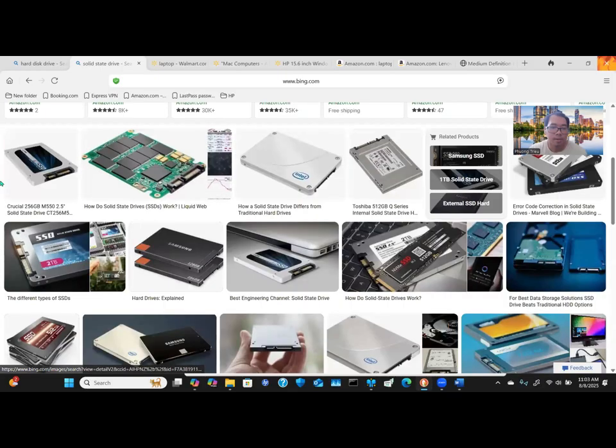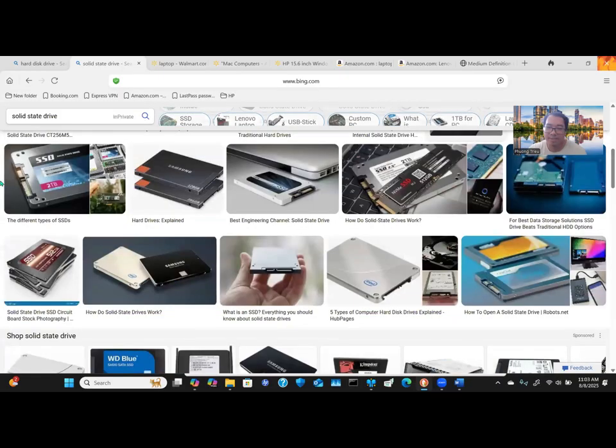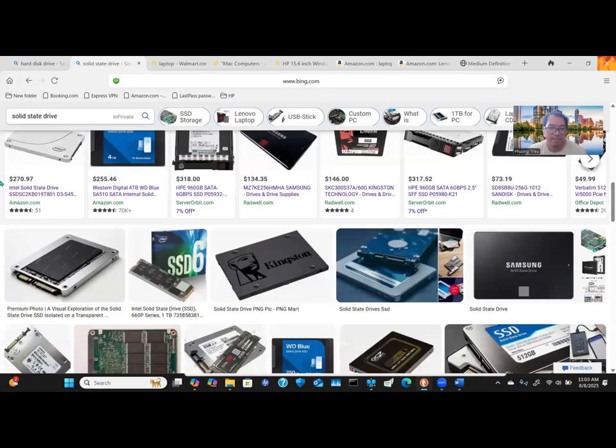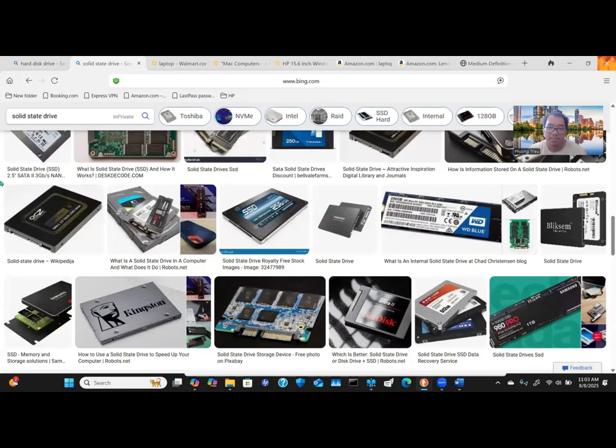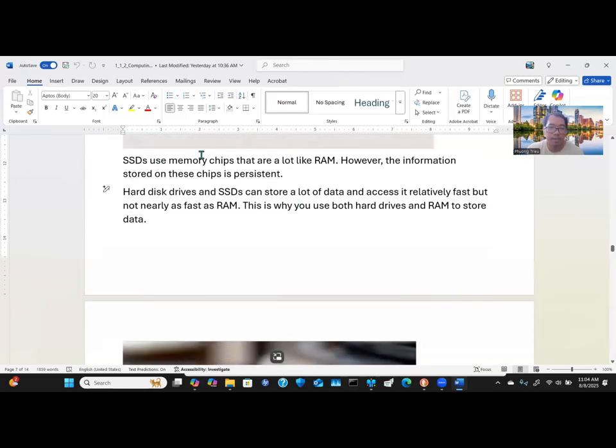Okay, it looks smaller than a hard disk drive, right? And it looks like a small smartphone or something, or like a small car. Hard disk drives and solid state drives can store a lot of data and access it relatively fast, but not nearly as fast as RAM. This is why you use both hard drives and RAM to store data. Okay, cool.